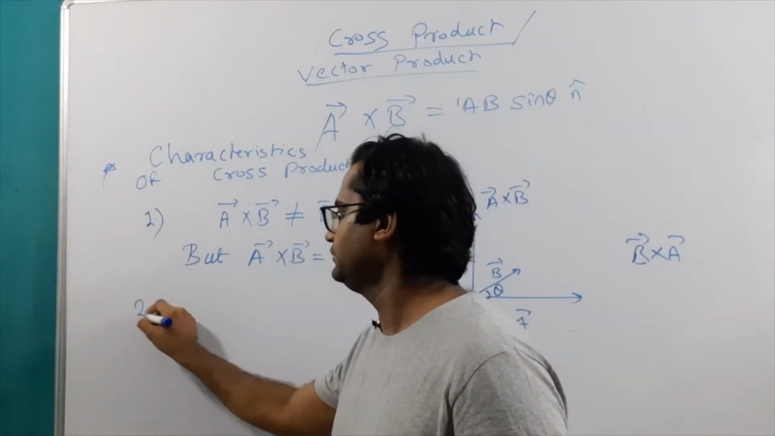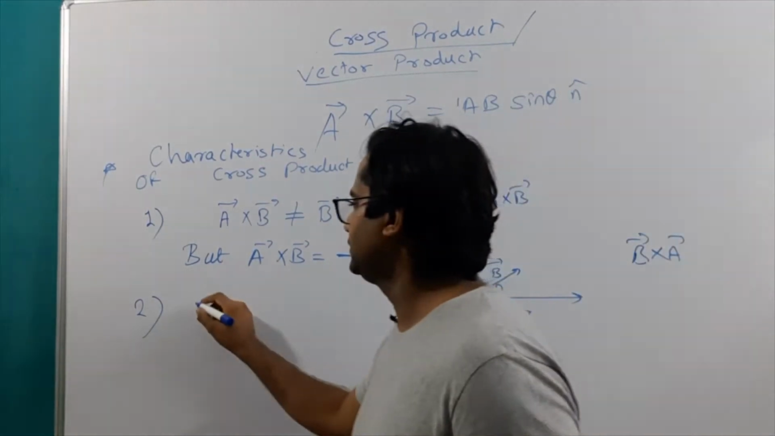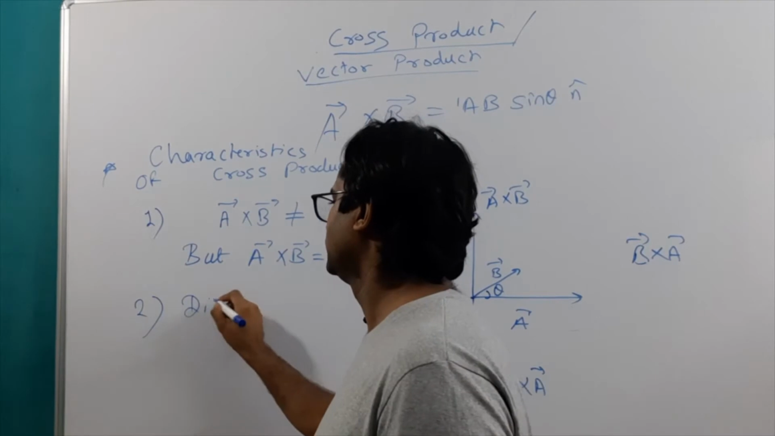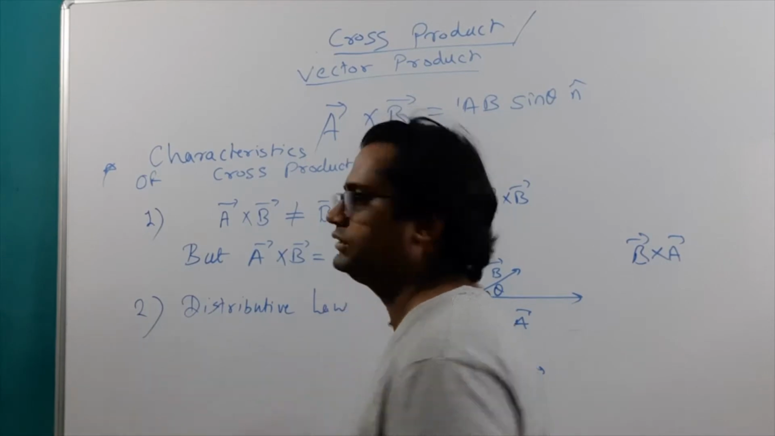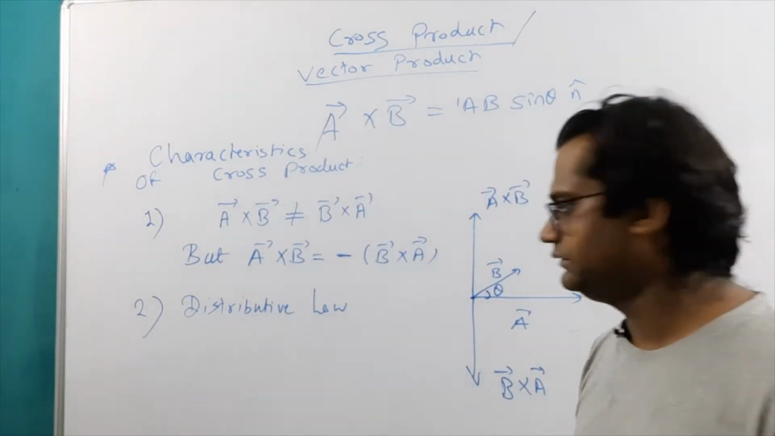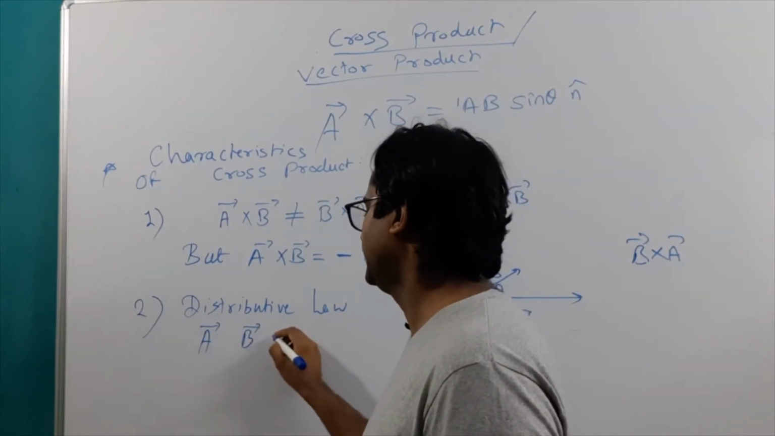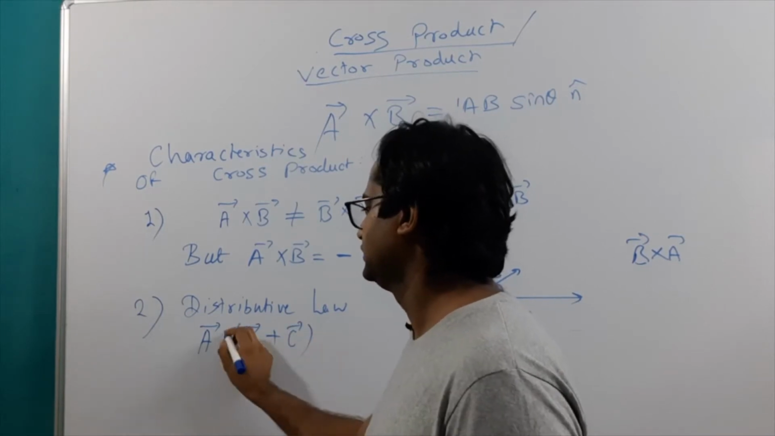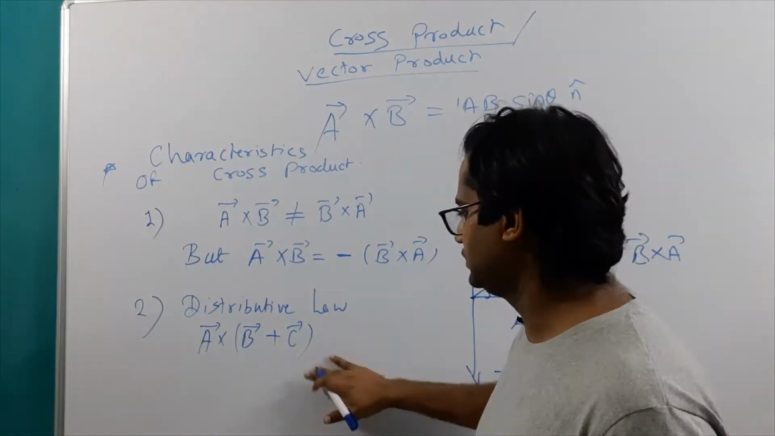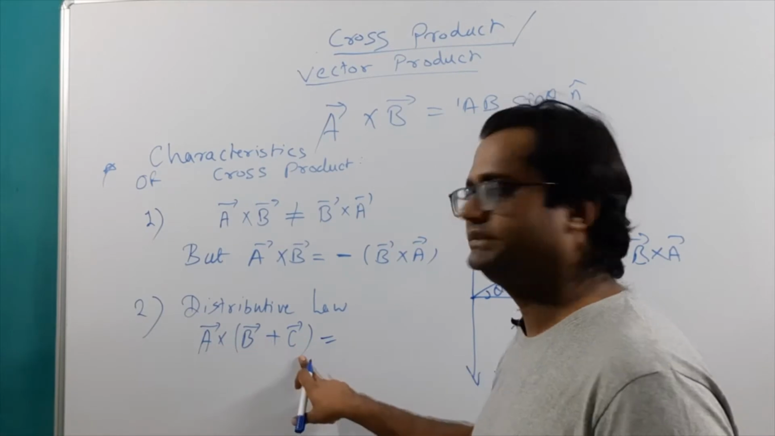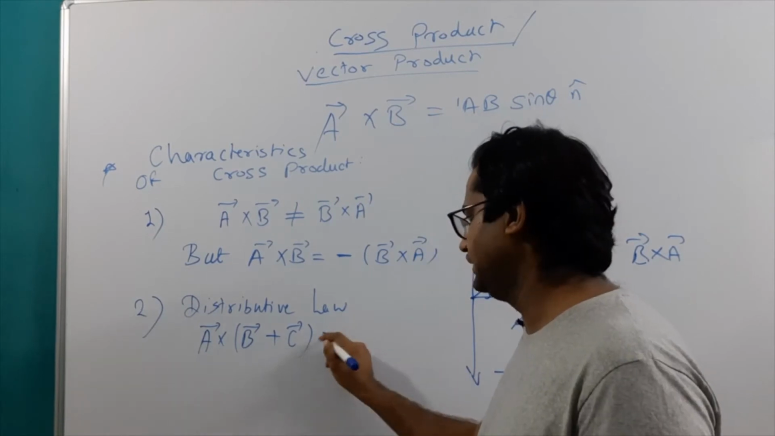Now let us move to the second point. What is the second characteristic of cross product? Cross product obeys the distributive law. The same law was obeyed in dot product also. So what is the distributive law? If I have three vectors, a bar, b bar and c bar, and an operation a bar cross b bar plus c bar, then in normal multiplication we multiply this by this and this by this. This process is the distributive law, so we will follow the same process here, and it is valid here also.